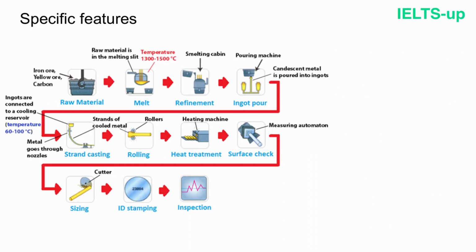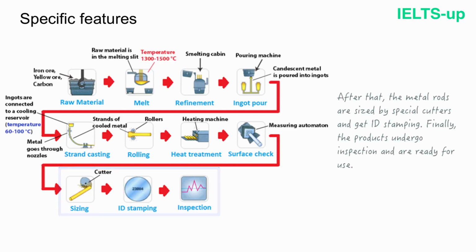And now, only the last 3 stages are left for our third paragraph. This is how I describe them. After that, the metal rods are sized by special cutters and get ID stamping. Finally, the products undergo inspection and are ready for use.